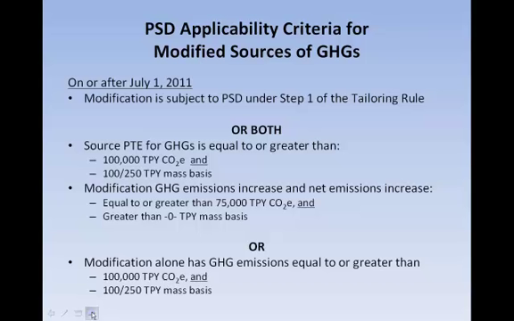And finally, there's a third way. The modification alone has greenhouse gas emissions that are equal to or greater than 100,000 tons per year on a CO2e basis and 100 or 250 tons per year on a mass basis. So it would be previously a minor source, and then the modification alone would make it a major source and therefore bring it in to the program.